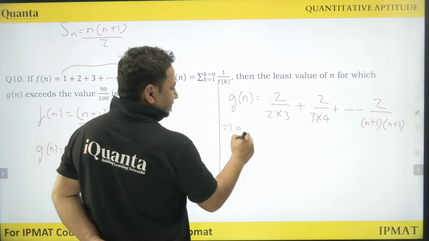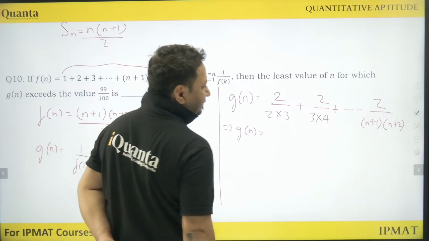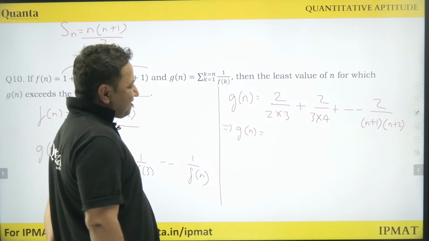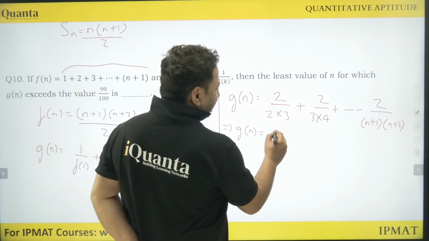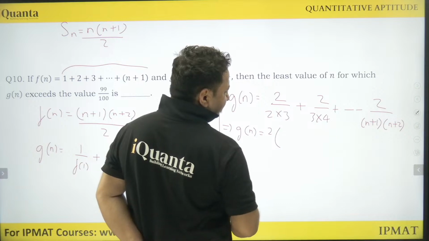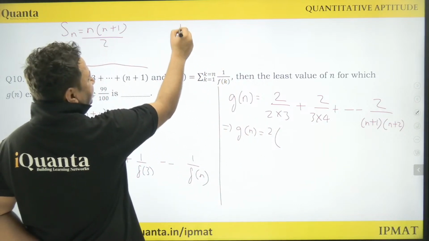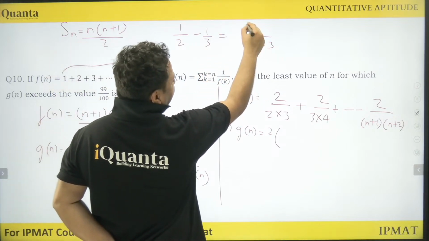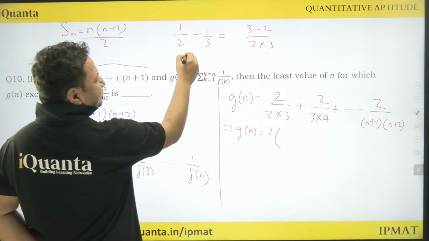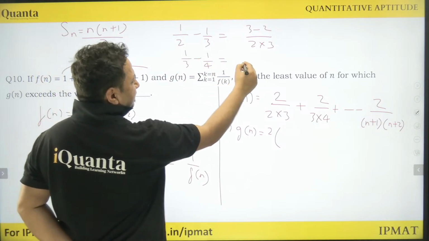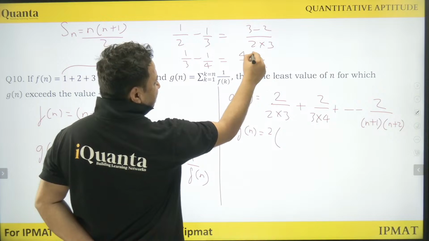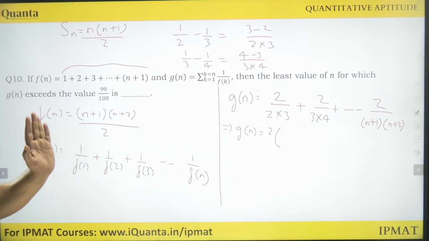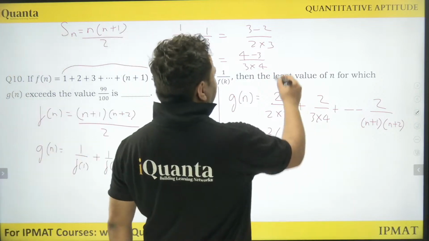Now, I can do one thing. If I take 2 common out of everything, let us try to understand here. What is 1 by 2 minus 1 by 3? This is 2 into 3, 3 minus 2, that is what you know. What is 1 by 3 minus 1 by 4? 3 into 4, and then you get 4 minus 3. By partial fractions, you can solve it. All of you know how to solve partial fractions. But in these cases, I'll give you a shortcut.